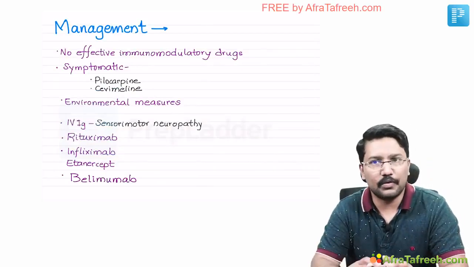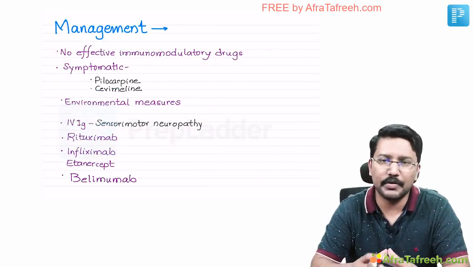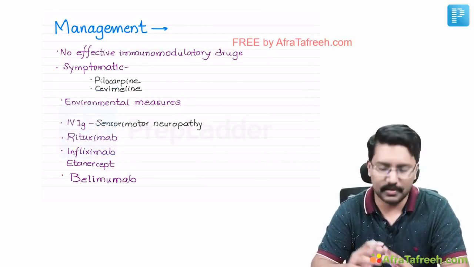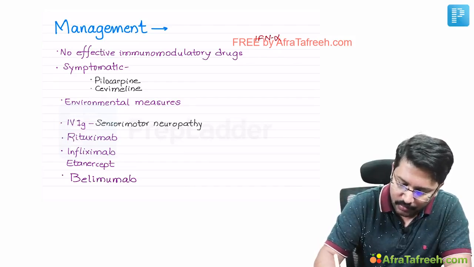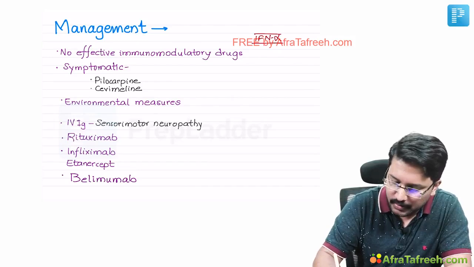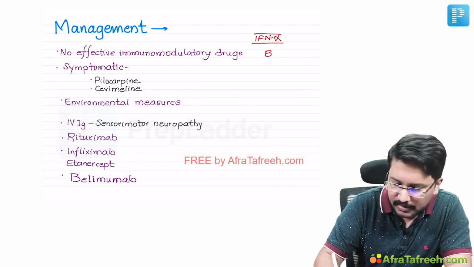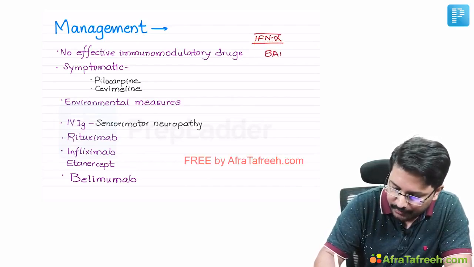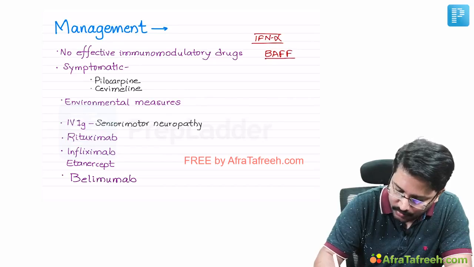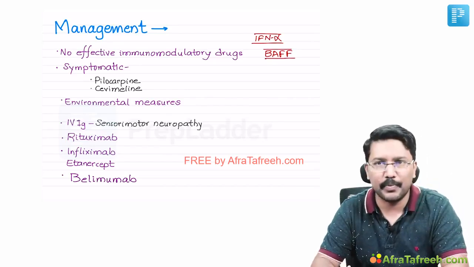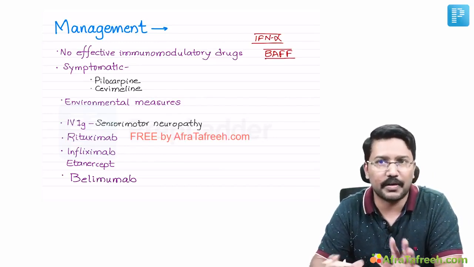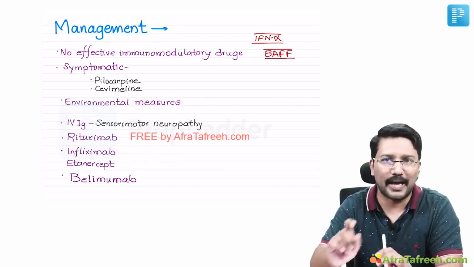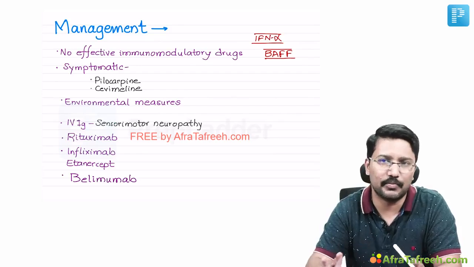Now coming to the management of Sjogren's syndrome. Unfortunately, we don't have any effective immunomodulatory drugs. As of now, we understand that interferon alpha plays an important role in the pathogenesis. We also understand that B lymphocyte stimulating factor, or BAFF, also plays an important role in activation of B lymphocytes. But unfortunately, most of the trials have not come out with drugs which are effective. So there is no blanket prescription in case of Sjogren's syndrome also.